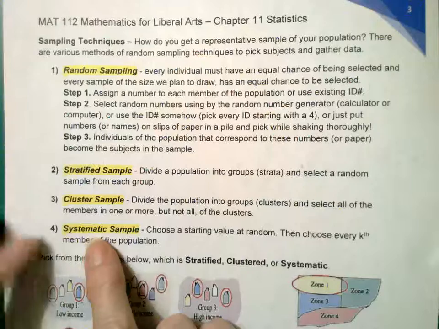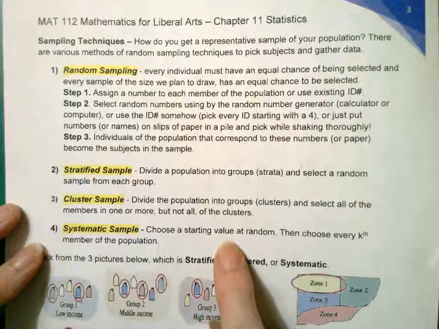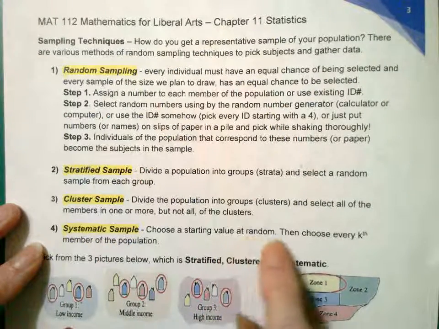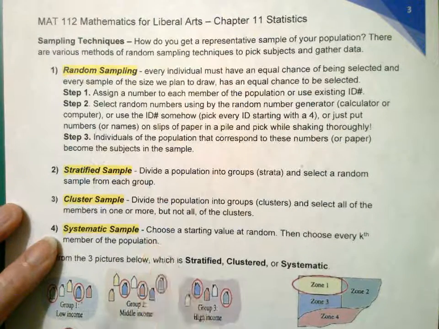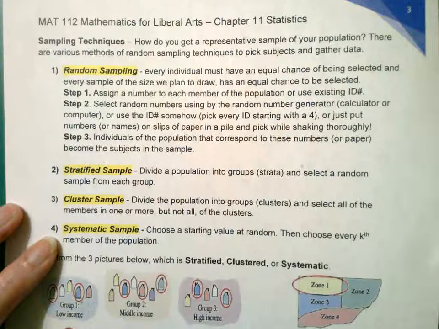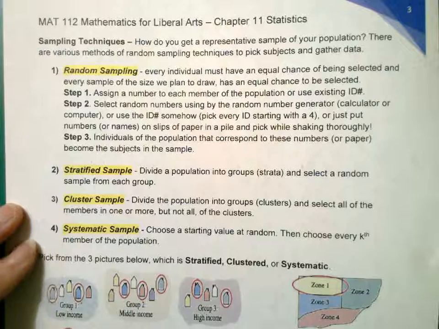Okay. Systematic is choosing, starting with a value at random, so every kth member of the population. So if you own a store and you want to ask a question of every 5th person that walks in the door, you're counting 1, 2, 3, 4, 5, ask that person. 6, 7, 8, 9, 10, ask that person. That would be a systematic sample.